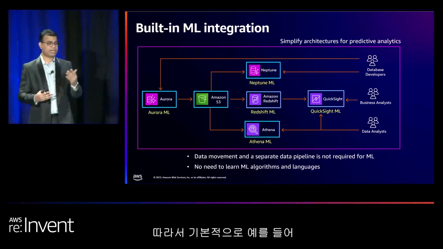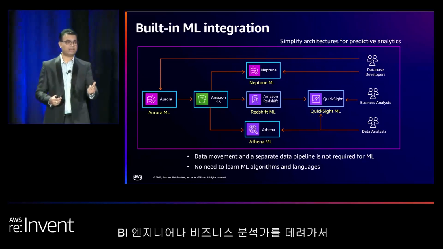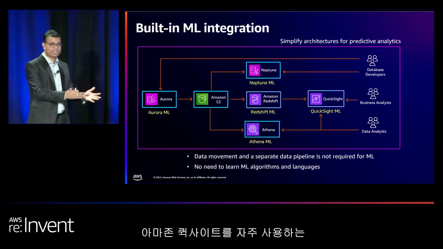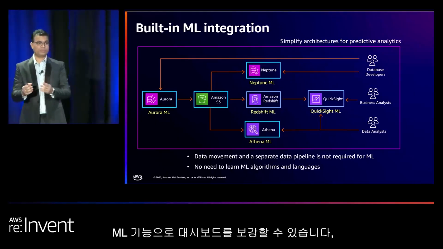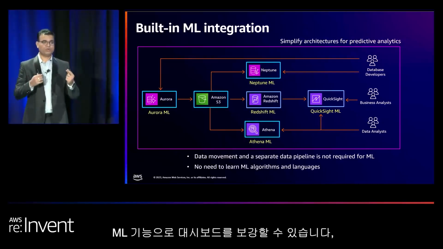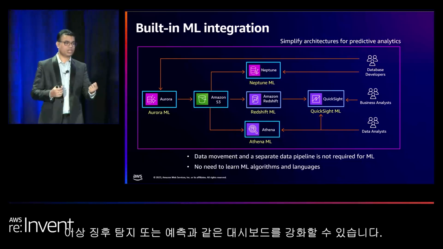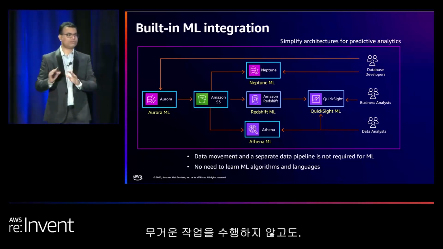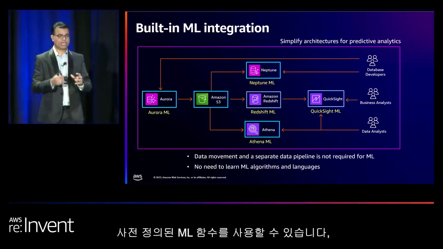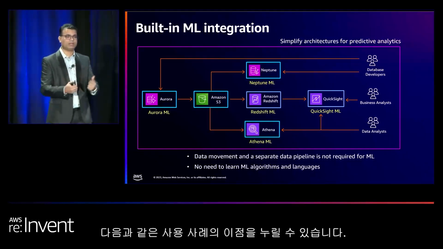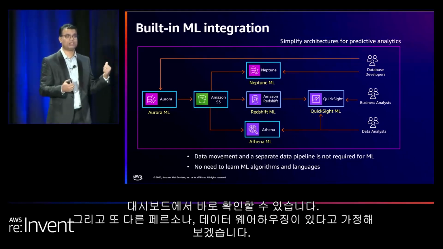So basically, for example, I will take the BI engineers or the business analysts who often use Amazon QuickSight to build a dashboard. They can enrich the dashboards with ML capabilities such as anomaly detection or maybe forecasting without performing any heavy lifting. You can define the ML functions, and you can take the benefit of these use cases right into your dashboards.